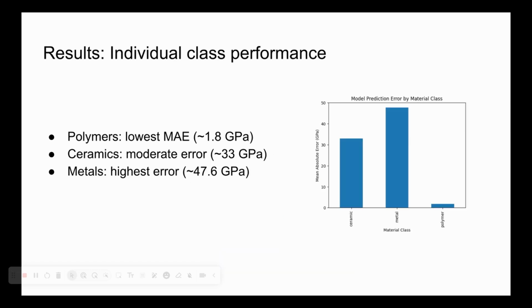When results are broken down by material class, polymers exhibit the lowest prediction error at just 1.8 gigapascals. Ceramics show moderate error at 33 gigapascals, while metals show the highest error at approximately 47.6 gigapascals. This indicates that model performance is strongly class-dependent.